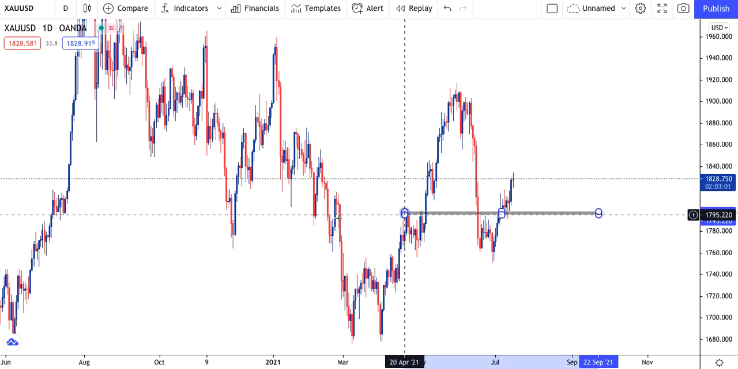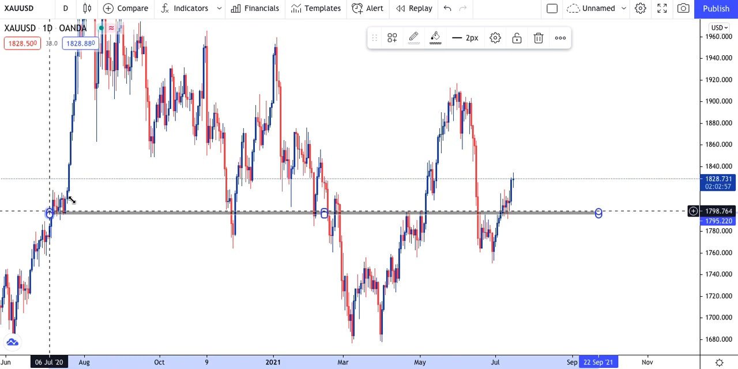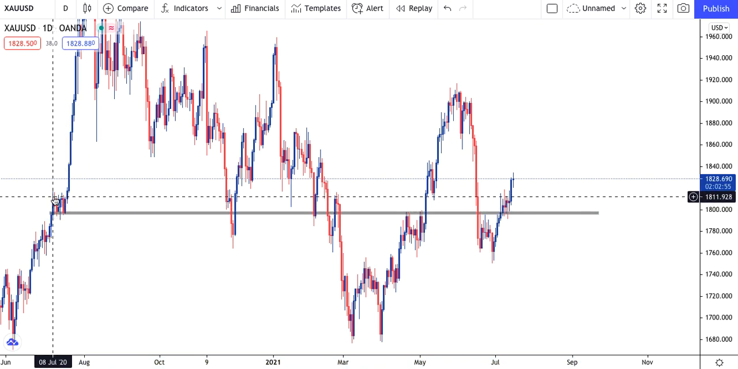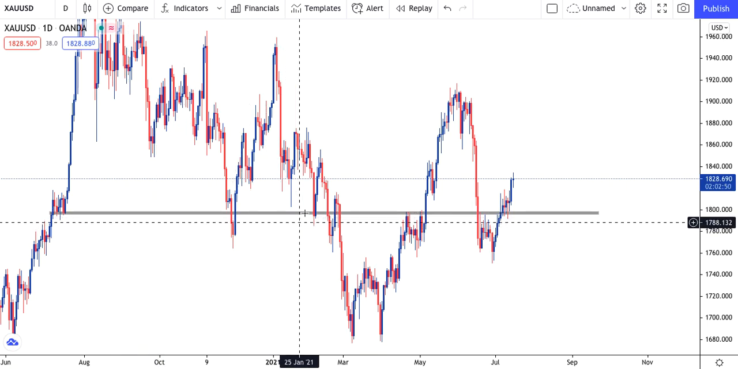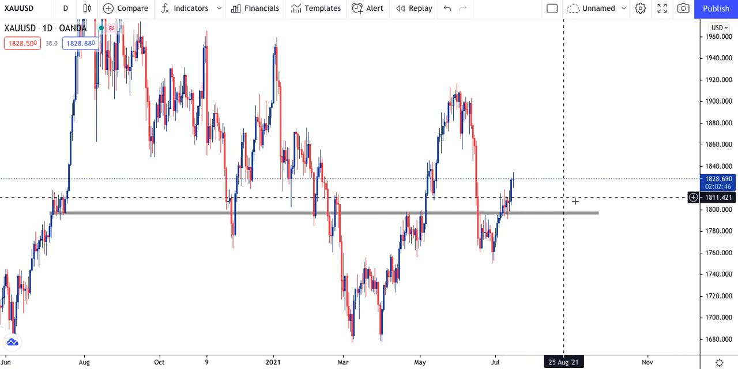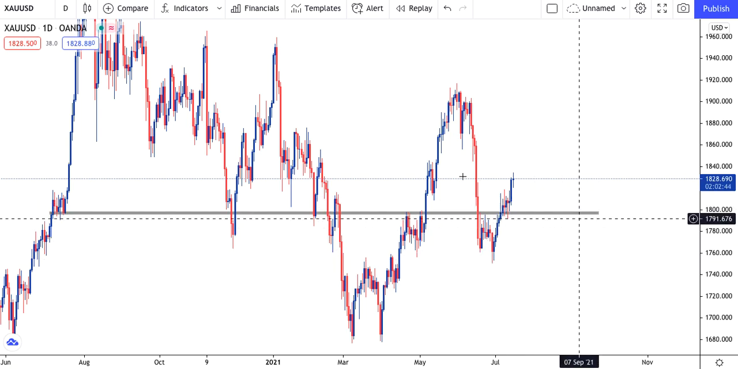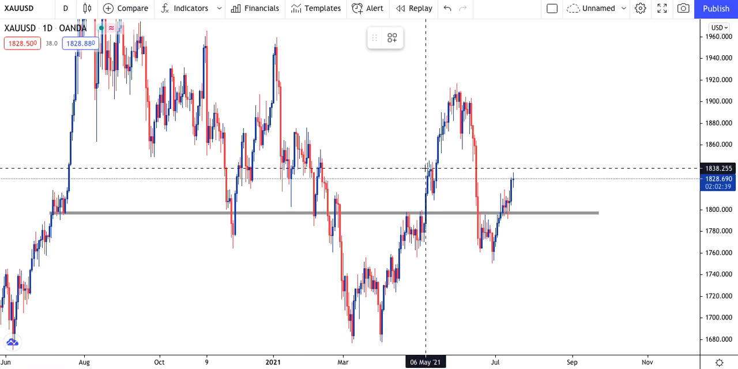But if you're to take this all the way back to this area over here, back in July 2020, this area was also used as support. So you don't want to ignore it because over here as well it was also used as support. So this is a very significant level that is not to be ignored at all. So now that we have that down, let's draw the next key level, which is going to be over here.